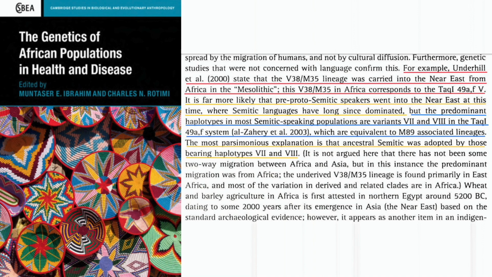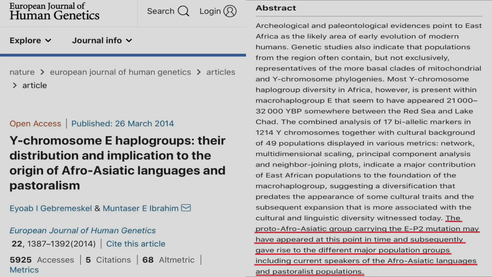And according to the book titled The Genetics of African Populations in Health and Disease, it reads, for example, Underhill et al. 2000 state that the V38/M35 lineage was carried into the Near East from Africa in the Mesolithic. This V38/M35 in Africa corresponds to the TAQI49AFV. It is far more likely that pre-Proto-Semitic speakers went into the Near East at this time, where Semitic languages have long since dominated.